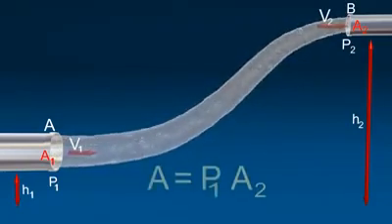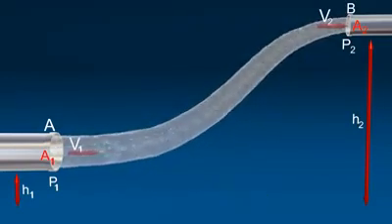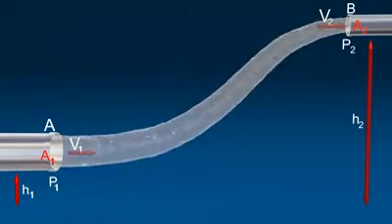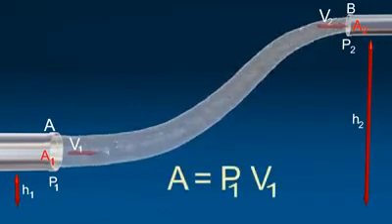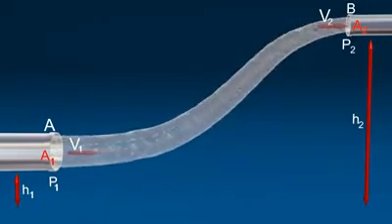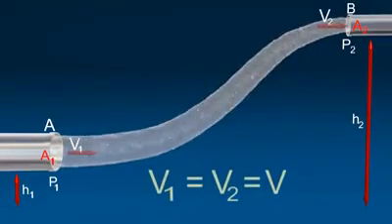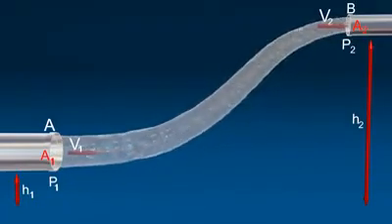The force on the liquid at A and at B. Now, the work done per second on the liquid at section A and at section B. V1 equals V2 equals V, by the equation of continuity.